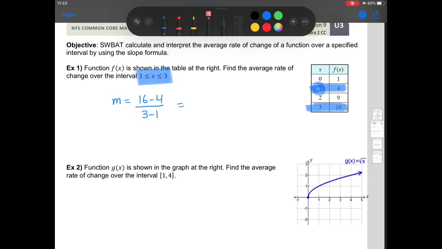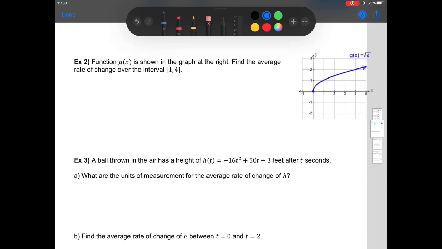I might call it average rate of change, because the question says average rate of change, so I'm going to abbreviate it. So 16 minus 4 is what? 12 over 2, which is 6. So that's your slope for those 2 points.